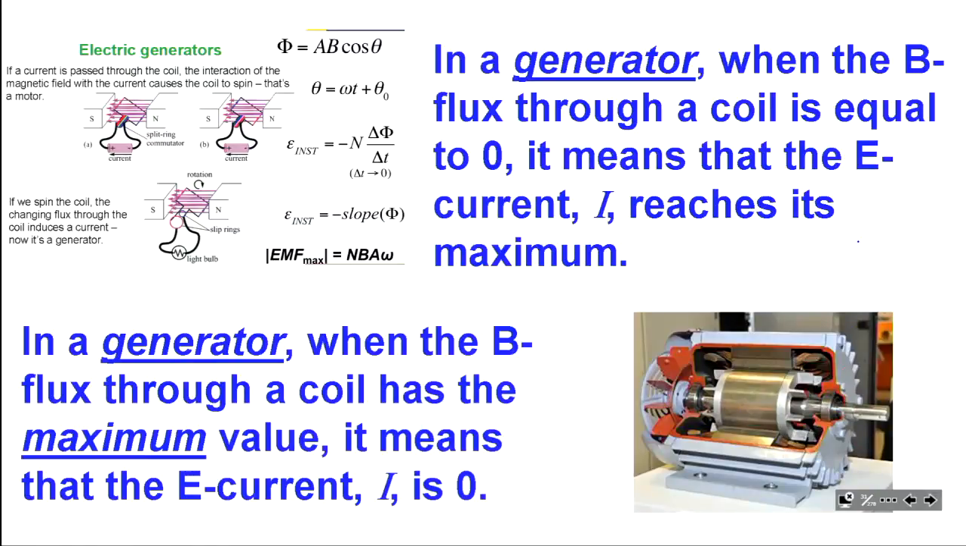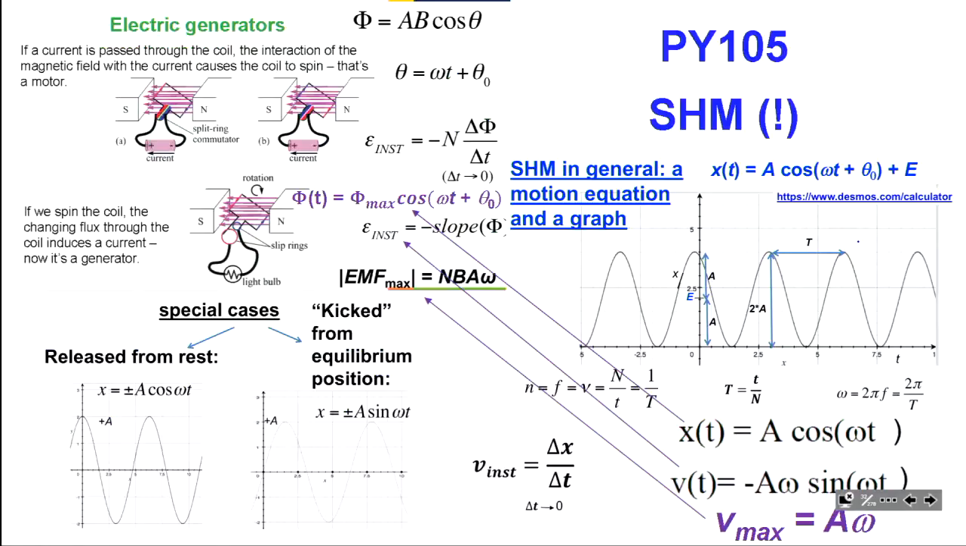Now, extreme situations, extreme cases, and a reminder from PY105: this is how we related position and velocity as a function of time. This is one specific case, when the motion starts from the maximum displacement from equilibrium. It's an equivalent of the rotation starting from maximum flux. And this is the amplitude, which we proved.